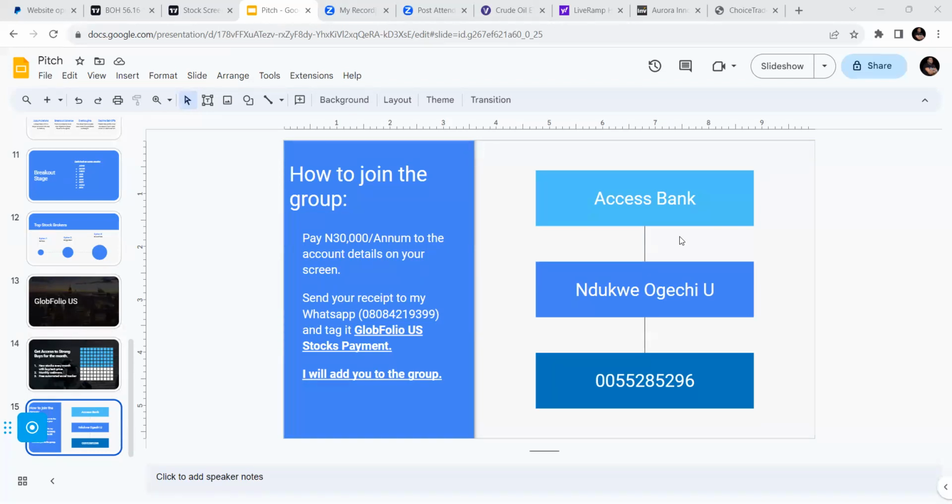What of Trade? Trade is a Nigerian brokerage account. Trade is not a US account. Trade is a Nigerian stock trading account. It's not a US account.